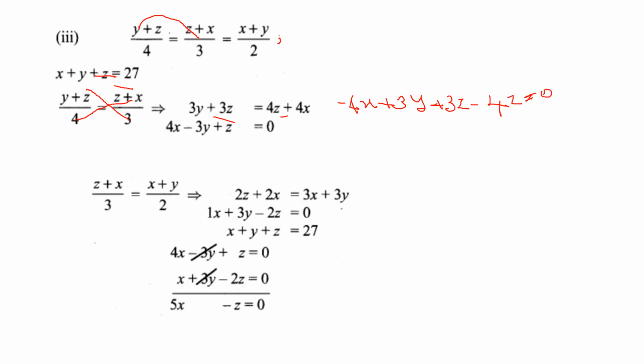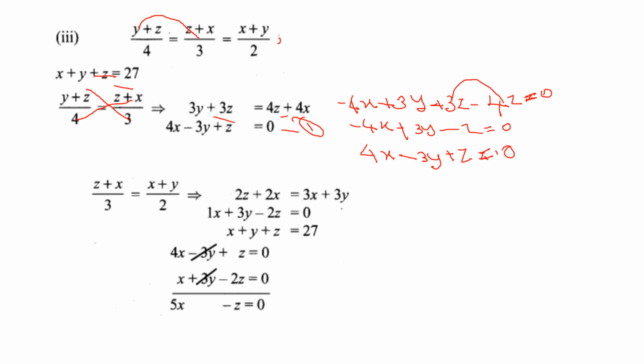This is the equal sign. So minus 4x plus 3y, and for the like terms, one plus and one minus means subtract and put the greater number's sign. 4 minus 3 is 1, the greater number has minus, so minus z equal to 0. Throughout the equation I multiply by minus: minus into minus, plus 4x; plus into minus, minus 3y; plus z equal to 0. This is the first equation.